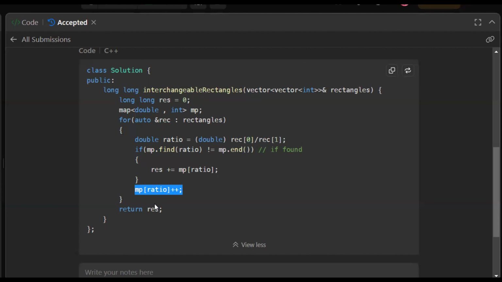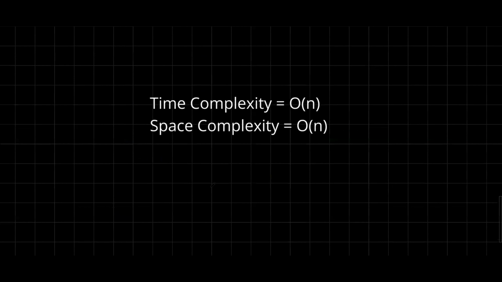Now let's move on to the time and space complexity analysis. In this program, the time complexity is big O of n because we have to iterate over each element of the rectangle array, and the space complexity is big O of n also because we are using an extra map which stores the ratio. That's why the space complexity is big O of n.